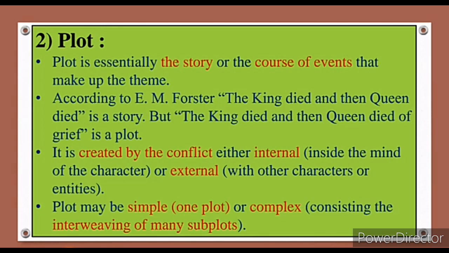Next, plot may be simple. Of course, plot may be very simply given: एक story, one story is there, one, two or three characters would be there, and their life is presented. और complex, बहुत सारी interweaving. Please underline the word. It means एक plot से, एक story से दूसरी story connect होना. That is interweaving: from one story the other story is connected.